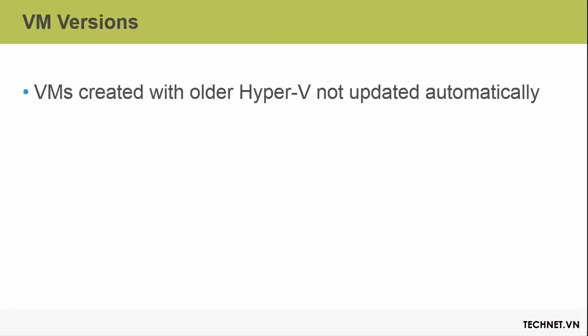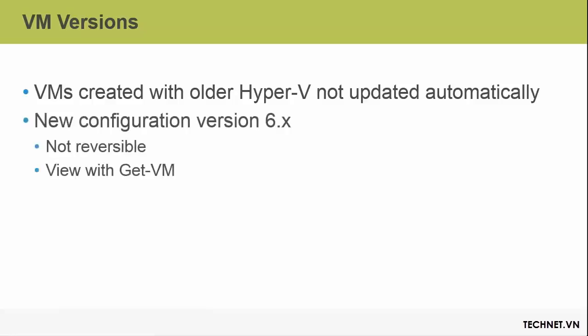Virtual machines that are created with older Hyper-V versions are not updated automatically when you run them on Hyper-V Technical Preview 2. But there is a new configuration version for the virtual machines. In Technical Preview 2, it's version 6.2. Once you update the version of a virtual machine so that you can use new features like production checkpoints, it's not reversible. You can view the virtual machines running on a host along with their version numbers using the get-vm PowerShell commandlet.